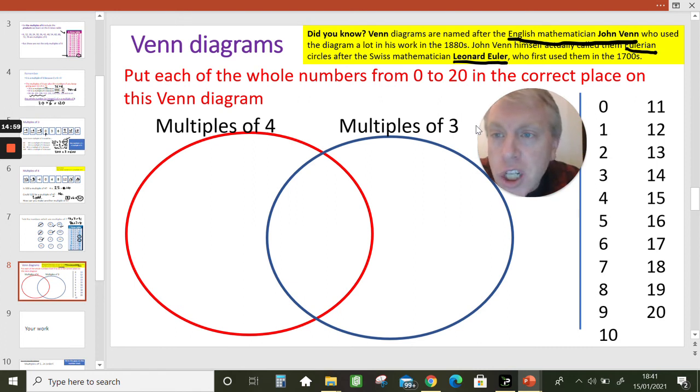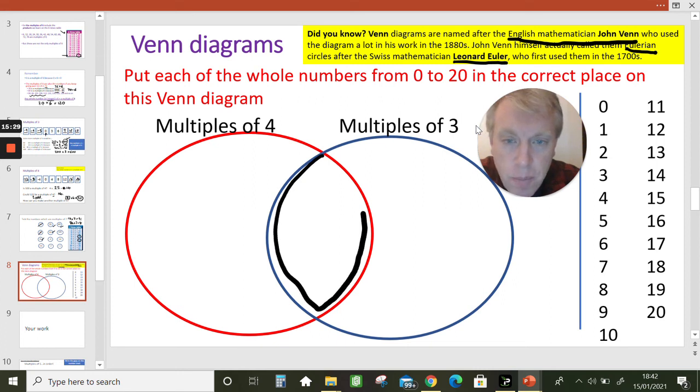So, the job. Put each of the whole numbers from 0 to 20 in the correct place on this Venn diagram. So look, the red circle will be where we put anything that is a multiple of 4. The blue circle is anything which is a multiple of 3. And then we have this space here, can you see it, which has got the blue and the red. If it's a multiple of 3 and 4, it goes in there.